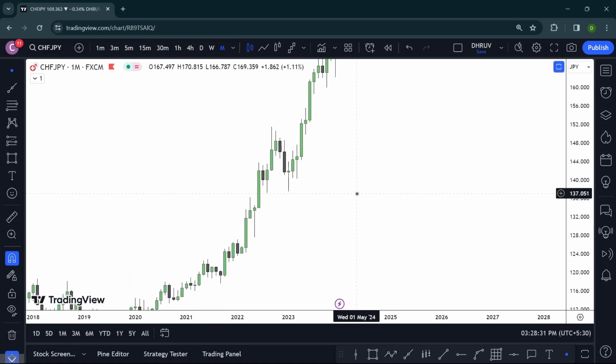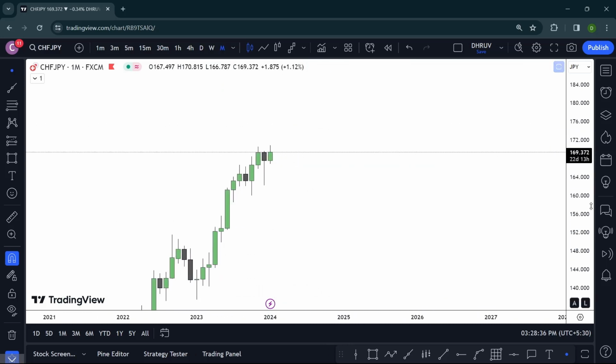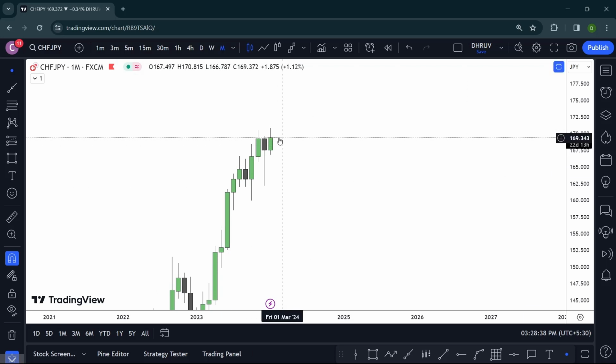So from the first view, we can see that monthly is very bullish, right? And selling this pair is more like a foolish mistake, right? But I had my reasons and I will be talking about that. Okay.